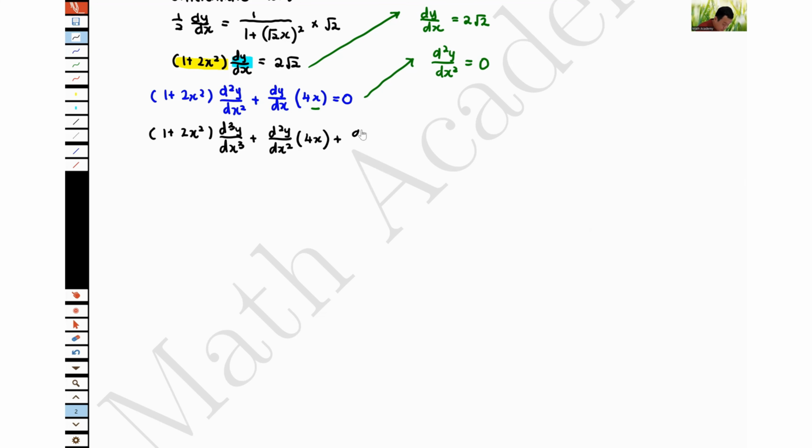Second pair of product, keep dy/dx. Differentiate 4x is 4. Keep 4x, differentiate dy/dx. Let's substitute one more time. But there are terms that immediately become 0. These two underlined terms are 0 because the x is 0. So we just have another two terms left to check. Your d3y/dx cubed plus dy/dx, make use of the value previously, it's 2 root 2. So plus 2 root 2 times 4 is 0. And I can find my d3y/dx cubed.